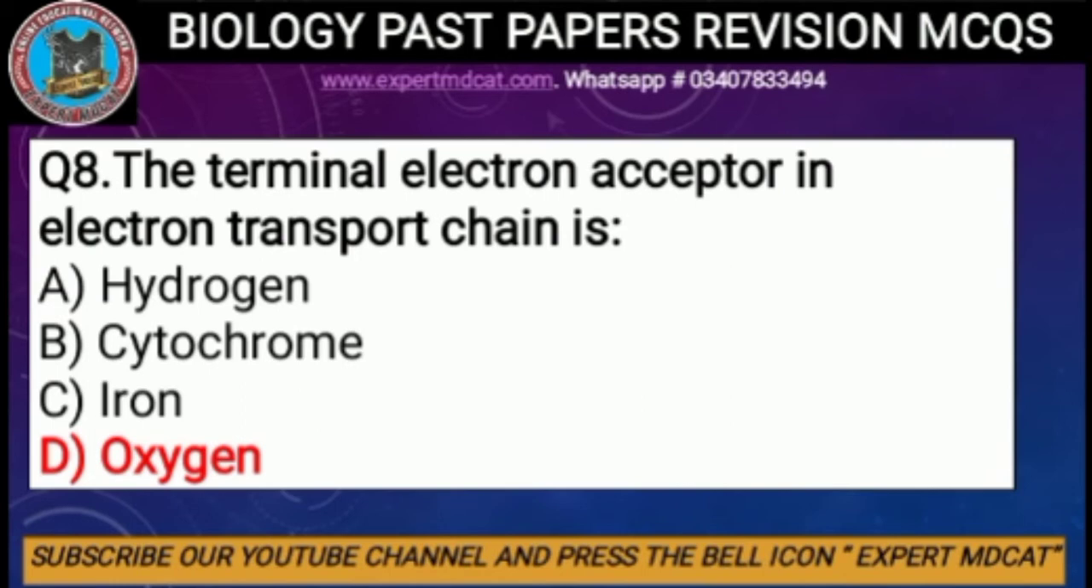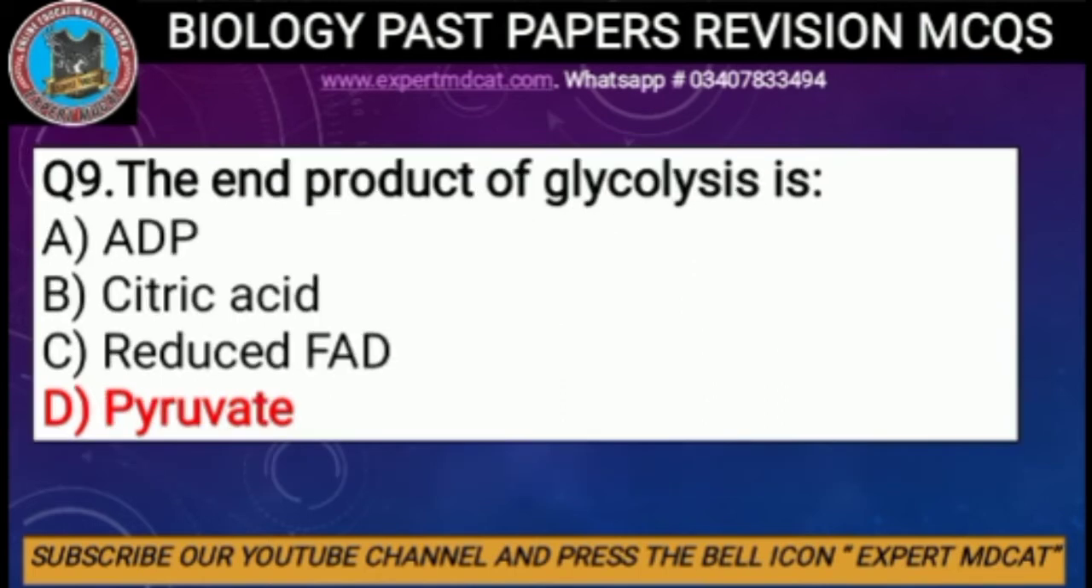Question number 8 is: the terminal electron acceptor in electron transport chain is. Options are hydrogen, cytochrome, iron, and oxygen. The correct one is D, that is oxygen, because the respiratory chain is also called ETC, and the terminal electron acceptor is oxygen. Question number 9 is: the end product of glycolysis is. It's same as question number 2, and its correct option is D, that is pyruvate.